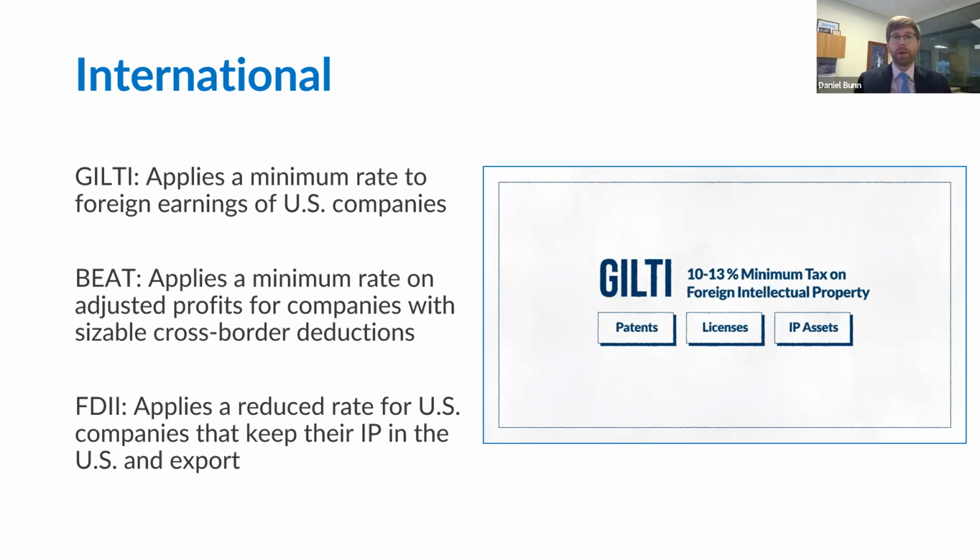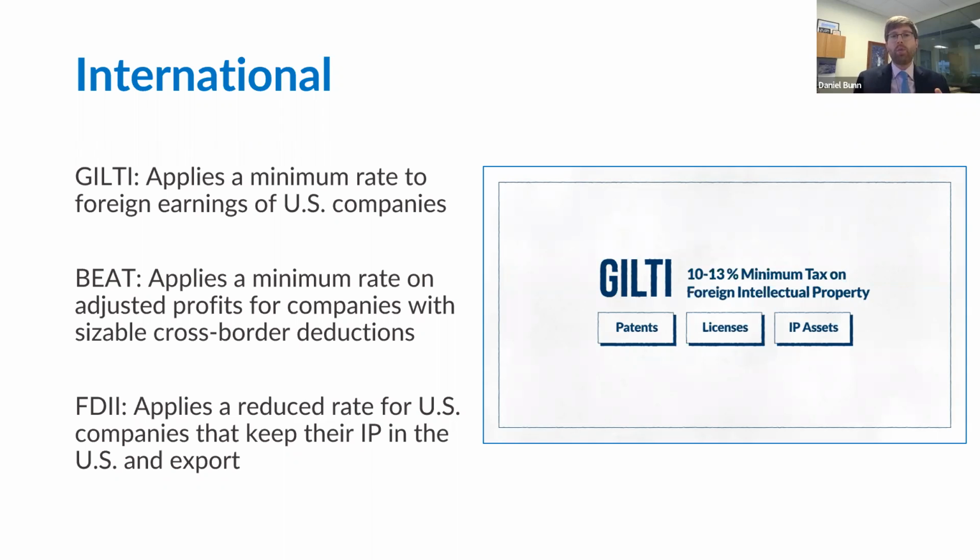Secondly, lawmakers in 2017 brought in something called the BEAT, the Base Erosion Anti-Abuse Tax, and the BEAT applies a minimum rate to a different definition of profits for companies that have a lot of cross-border transactions. So one way that companies might do their tax planning and reduce the amount of tax payments they pay to the US is by having a lot of deductions in the US and those payments be income elsewhere in the world, maybe at a lower tax rate.